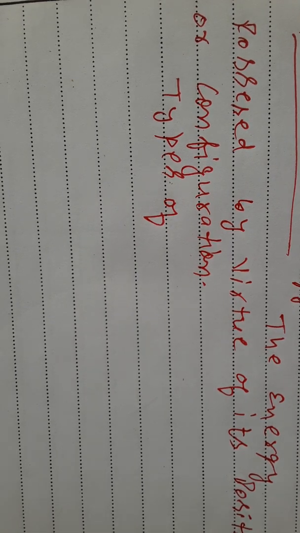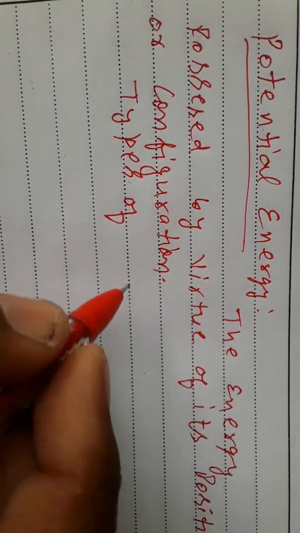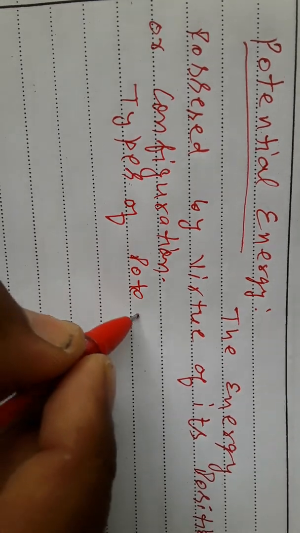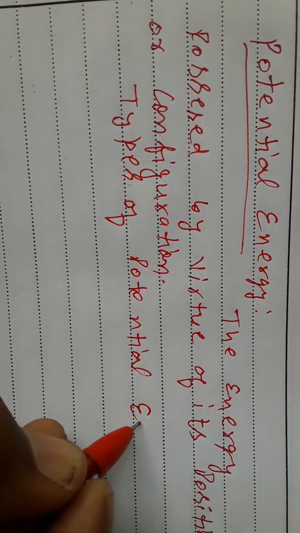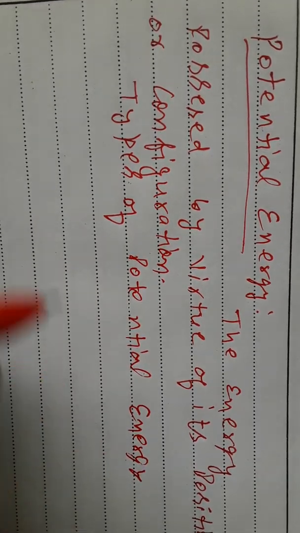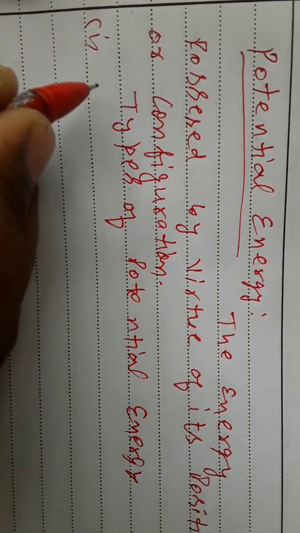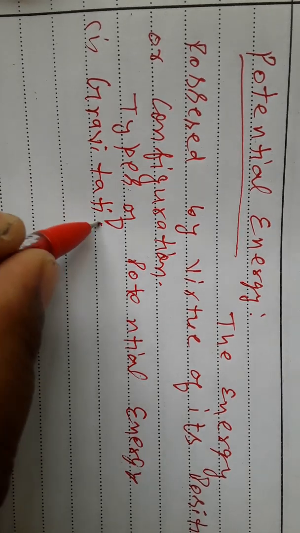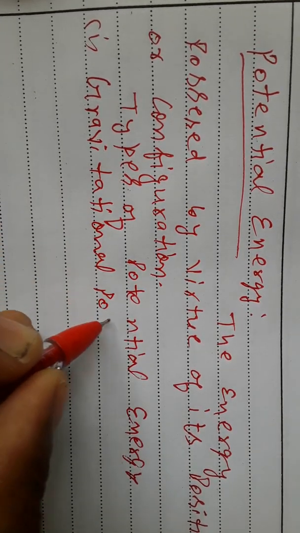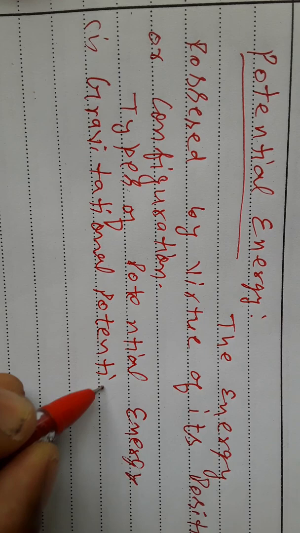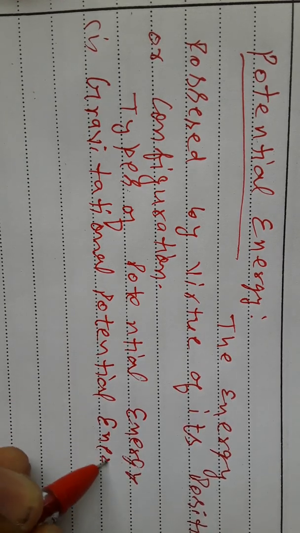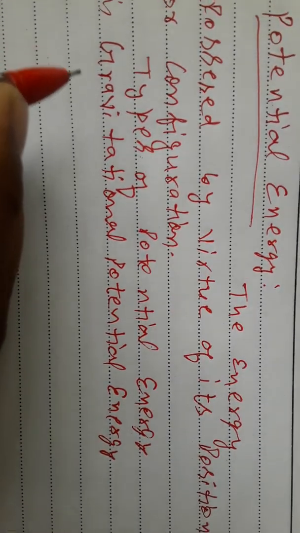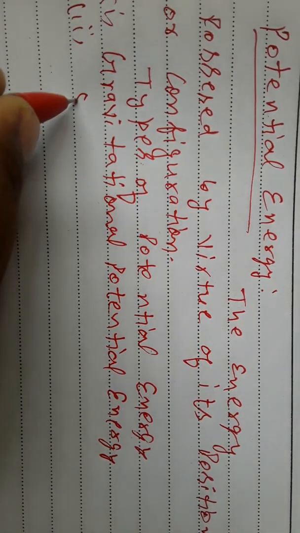The energy possessed by virtue of its position or configuration is called potential energy. Now we have types of potential energy. It is of two types. First, gravitational potential energy. And second, elastic potential energy.